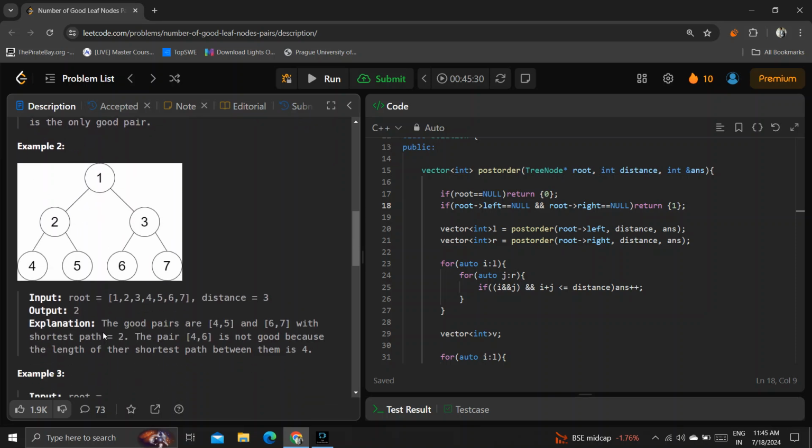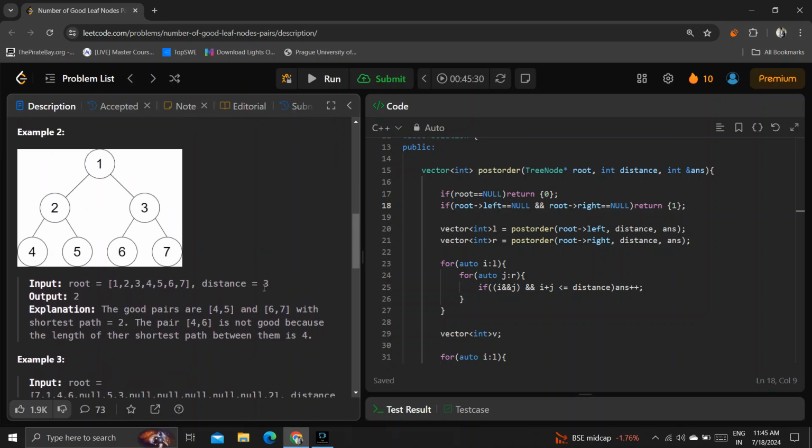Here, distance is 3, and this is the binary tree. So what are the leaf nodes? 4, 5, 6, 7, and what we have to return is the good pair paths. Basically we have to return the paths of the leaf nodes whose distance is less than or equal to 3. So here, if these two are the leaf nodes, distance is 2. So it is less than or equal to 3. Yes, so we will increment our answer variable by 1 for these particular leaf nodes.